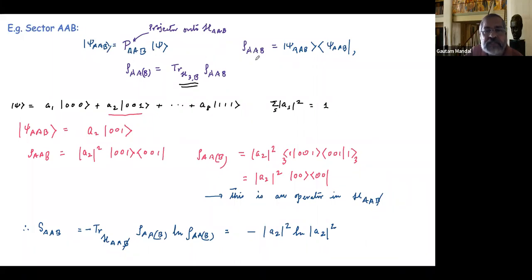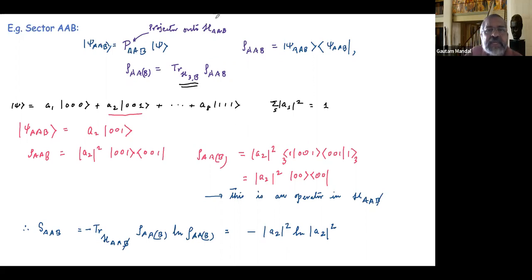Then I construct the following density matrix, which is a pure state density matrix, |psi_AAB><psi_AAB|. My Hilbert space is H_AAB, so I want to trace out all the B's that I see. Here the B is in the third slot, so I take a partial trace with respect to H_3B. That gives me a density matrix, which is an operator in H_AA. It's a map from H_AA to H_AA.